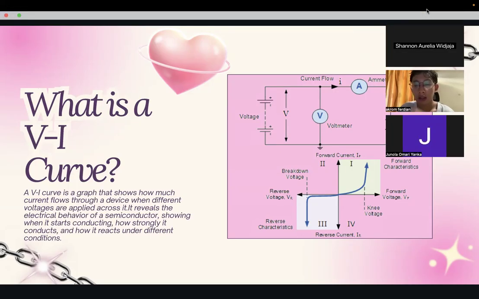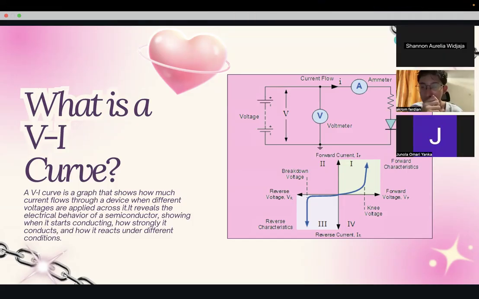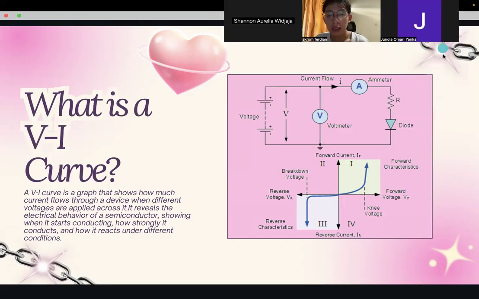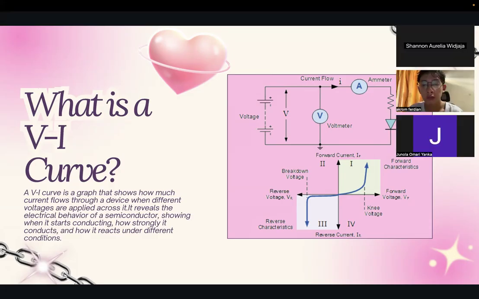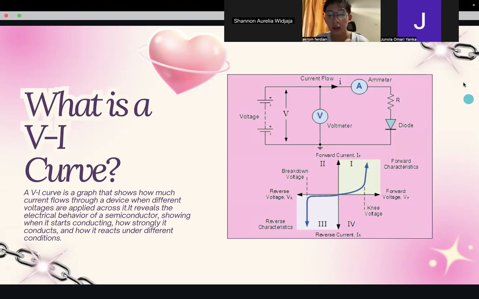Okay, so you guys can see the image on the left. But that's basically how a VI curve works. There's a current flow, and then there's a forward curve and a reverse voltage and all of that.